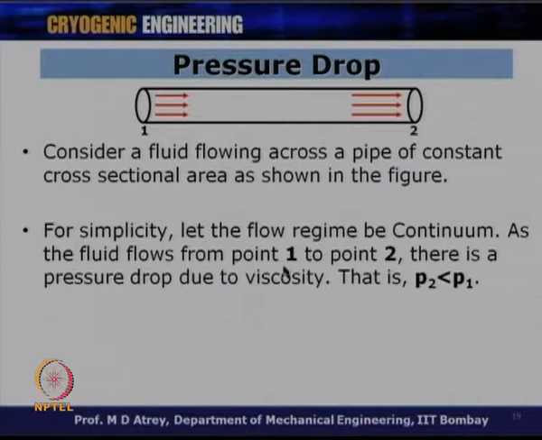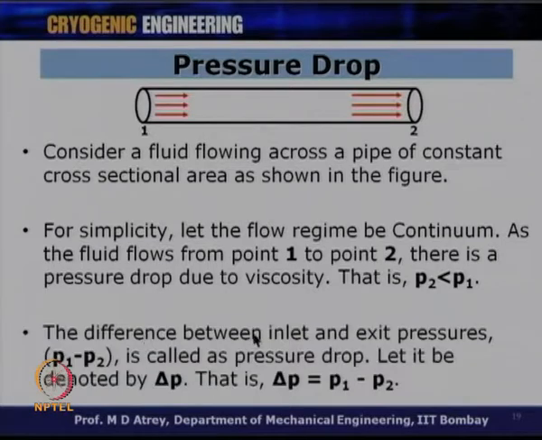As the fluid flows from point 1 to point 2, there is a pressure drop due to viscosity, and therefore the pressure at point 2 will be less than the pressure at point 1. So, P 2 is going to be less than P 1 because of friction, because of the surface conditions, because of the viscosity of the fluid. The difference between the inlet and exit pressures, P 1 minus P 2, is what we call the pressure drop. Let this be denoted as delta P, so delta P is equal to P 1 minus P 2. This is very standard fluid mechanics practice to calculate delta P across the region when the flow rate is, let us say, m dot.